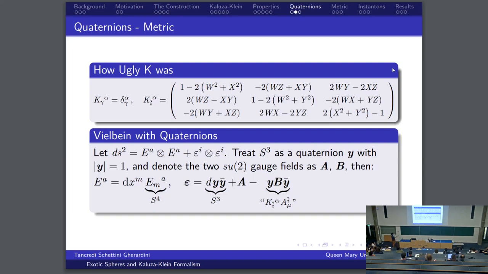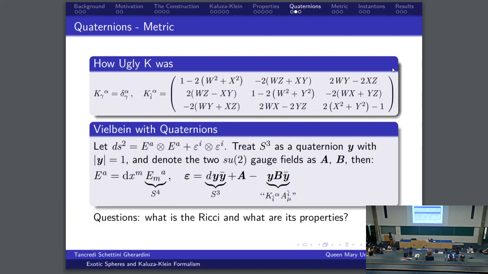On the base, there is really nothing going on. This is just a Weyl of S4. On the fiber, there is the usual twisting, but now it has a much more compact form. So here you have the Weyl of S3. You have one of the two gauge fields, because you see that the action of K on one of the two is trivial, so that one is left as it is. And then you have this conjugation with Y, which is a very nice way of implementing this ugly matrix. And so with quaternions, things become simpler in this sense.